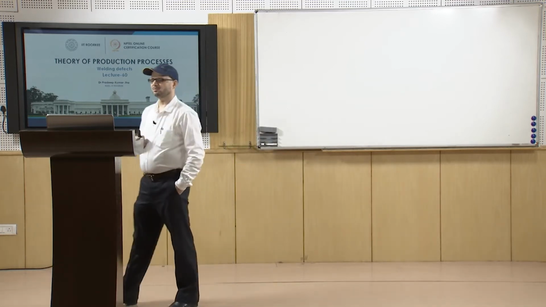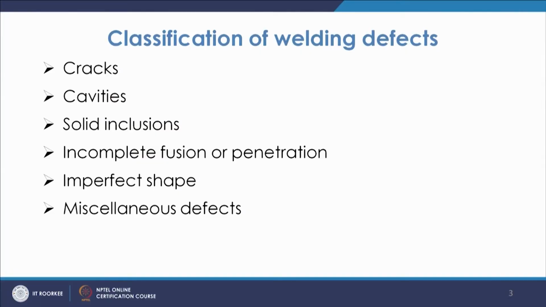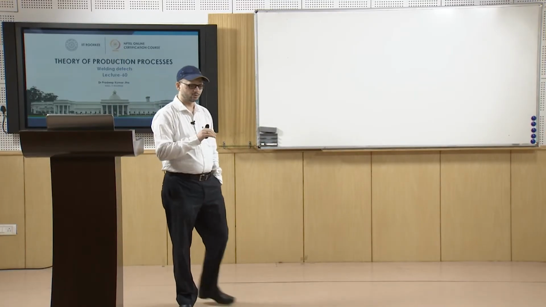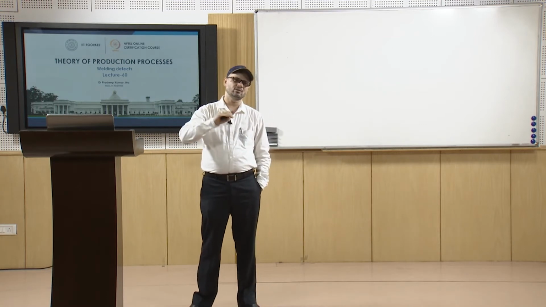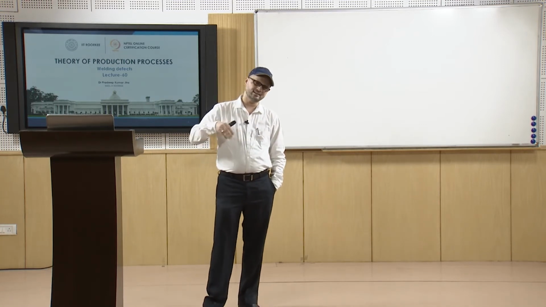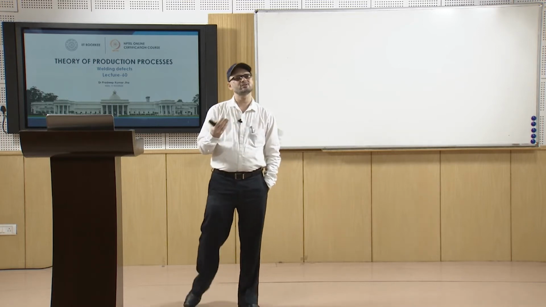Now, we are going to discuss the different types of welding defects. When we talk about welding defects, the classification may be broadly under these categories. First, you have cracks. Cracks develop at different positions, and they are like hot cracks or cold cracks. You have different cracks in different directions, along the weld or in the transverse direction, so based on that you have longitudinal or transverse cracks.